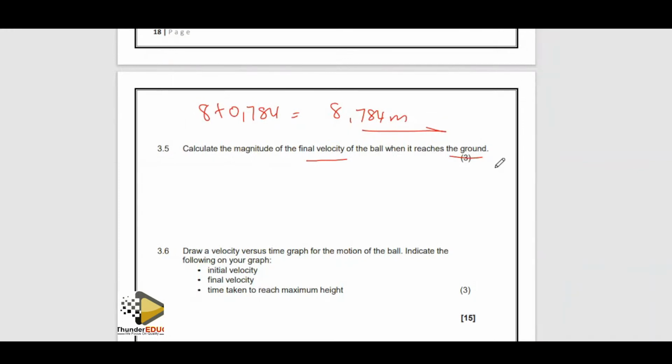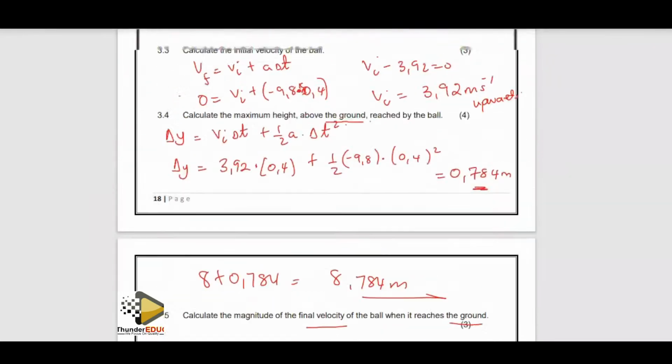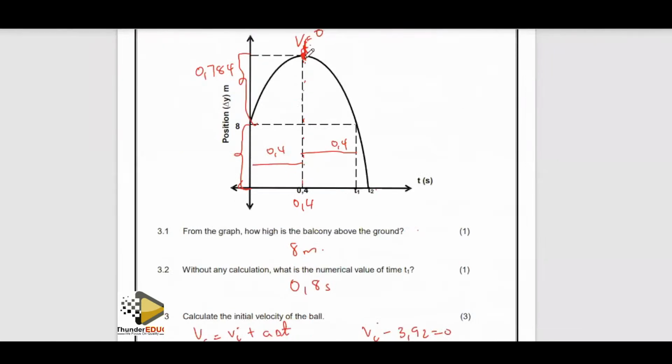Okay, so in this case, we can either break down the journey into 2. Someone may choose to focus on the second part of the journey of the ball, which is from the maximum point up to here. Since we know that at this point, the velocity is 0, this will be our initial velocity, and we're looking for the final velocity.